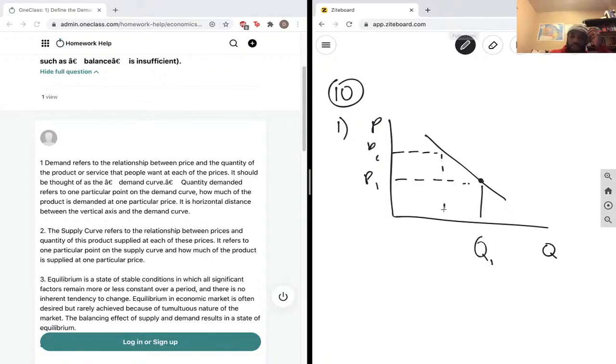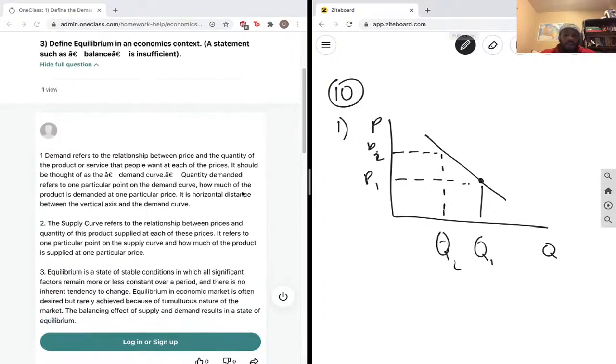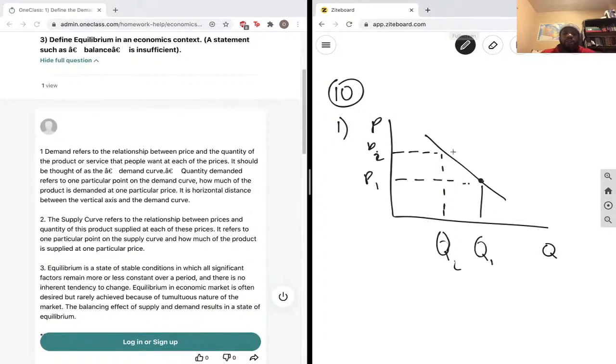You would have a different quantity demanded. And the demand curve is simply just this that shows the inverse relationship between price and quantity demanded. And quantity demanded is a specific point on a demand curve at one specific quantity and at one specific price.